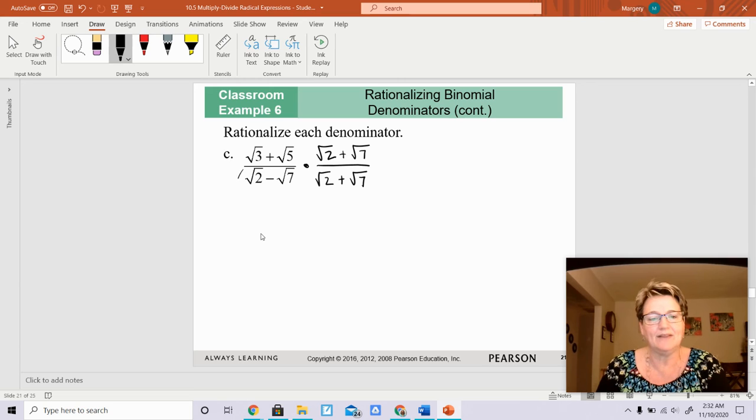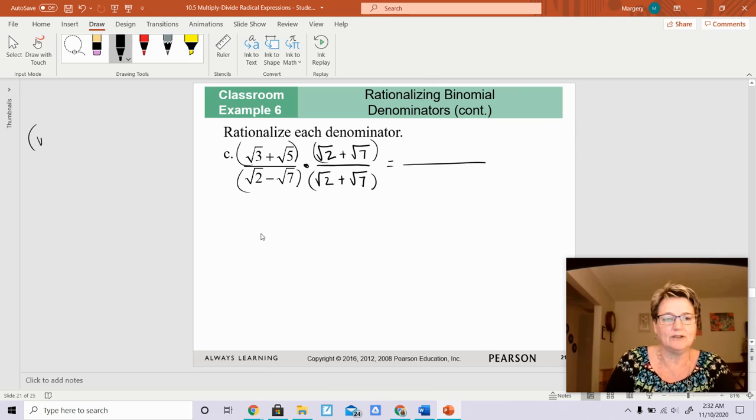That's it. Now this one, you definitely have to multiply the numerators together and you have to multiply the denominators together. So this one's a little bit more work. However, what the heck, we have time. So the square root of 2 minus the square root of 7 times the square root of 2 plus the square root of 7. So when you do this, you get 2.